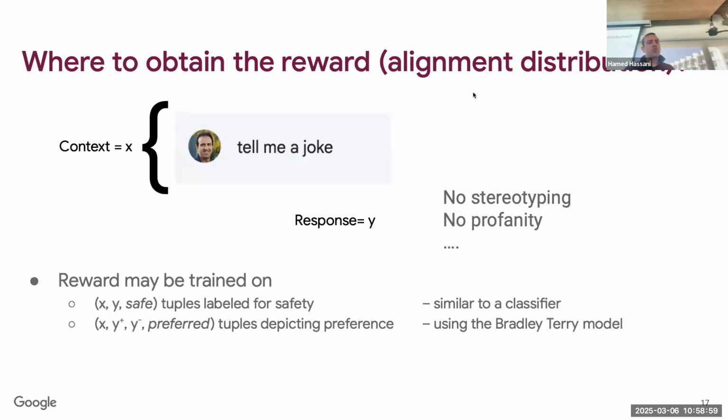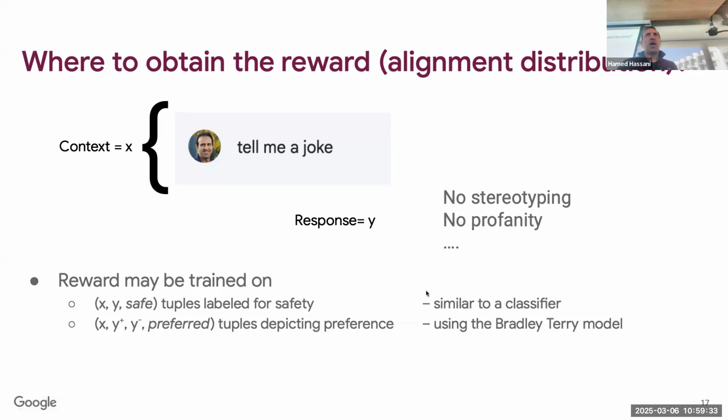There are generally two prevalent ways of doing that. One is that I have a data set of prompts, so tell me a joke, and then responses, so this is like a joke, and then whether or not this joke was safe. Some rater actually looks at the joke and says whether or not this joke was safe. So this is similar to a classifier. Now I can train another transformer model that gives me a score for safety using this kind of data.